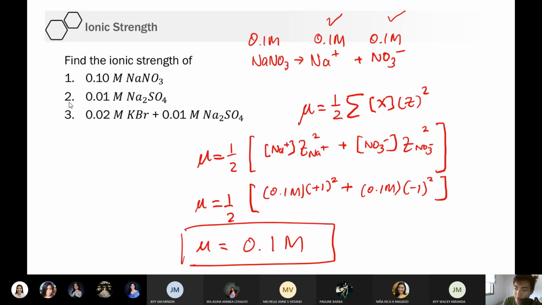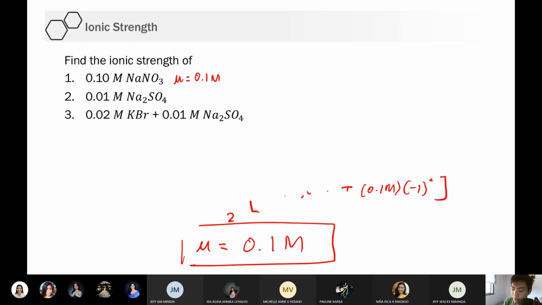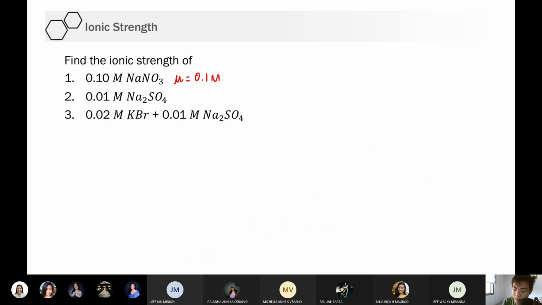So let's try the next item. Let's try to determine the ionic strength of sodium sulfate solution. If we have sodium sulfate in our solution, it will dissociate into its ions. So what will be the products? We will produce 2 moles of sodium ion and 1 mole of the sulfate ion.